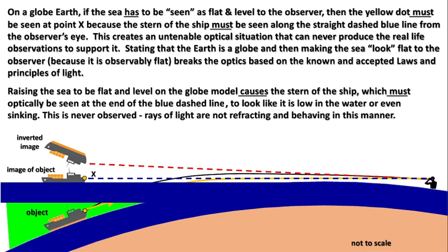Raising the sea to be flat and level on the globe model causes the stern of the ship, which must optically be seen at the end of the blue dashed line, to look like it is low in the water or even sinking. This is never observed. Rays of light are not refracting and behaving in this manner.